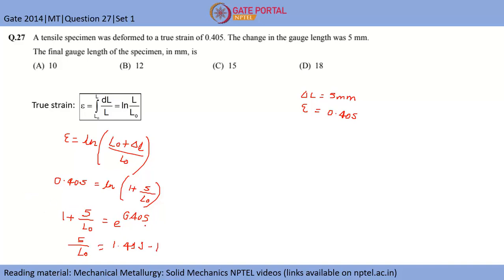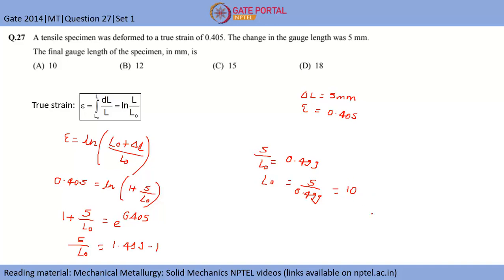So 5 by L naught will be 0.499. So L naught will be 5 by 0.499. We can consider this to be 0.5. So this will be 10. So the initial length we could get is 10 mm.